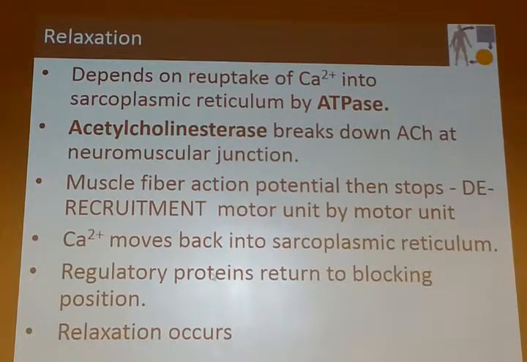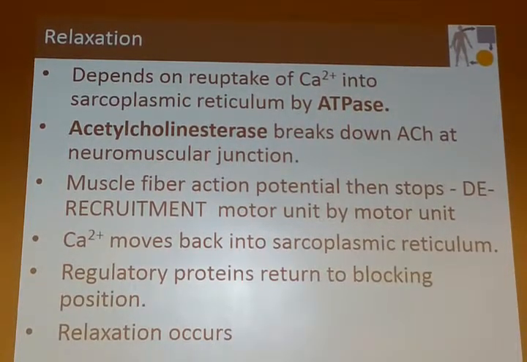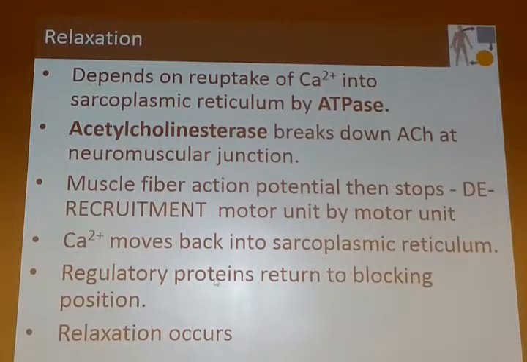The regulatory proteins, what are the regulatory proteins in muscle contraction? Not myosin and actin. Troponin and tropomyosin. Those regulate myosin and actin interaction. So the regulatory proteins are the ones that block the interaction.